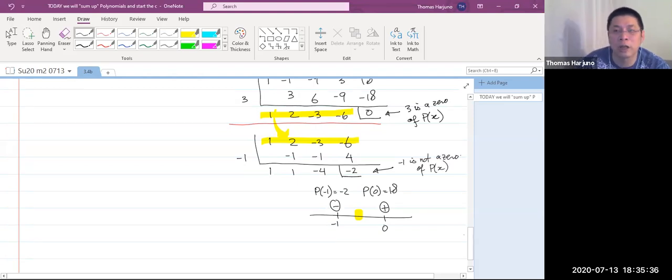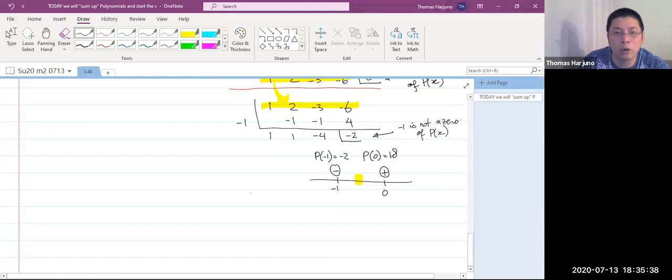Now let's try again then. So negative 1 doesn't work. I still start from that 1, negative 3, negative 6. I know negative 2 will work, because I did the grouping in my head.